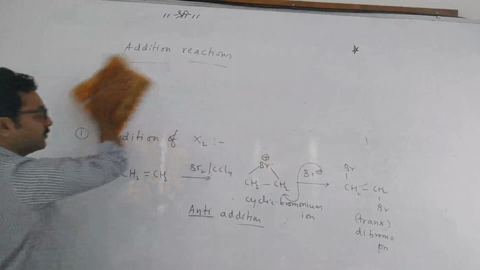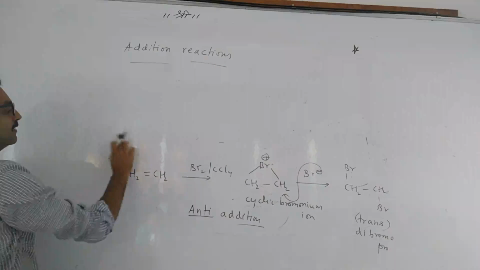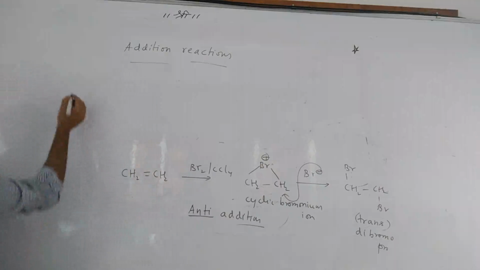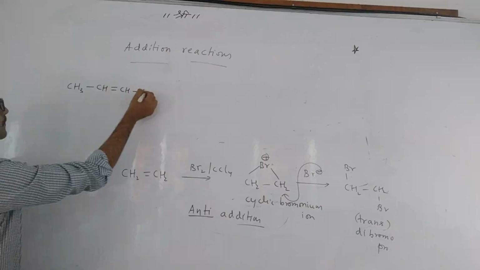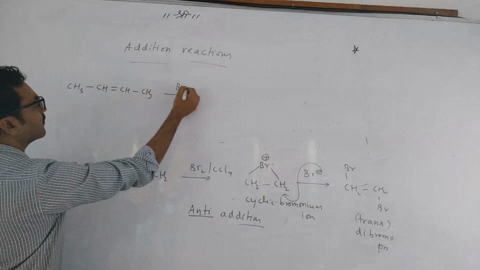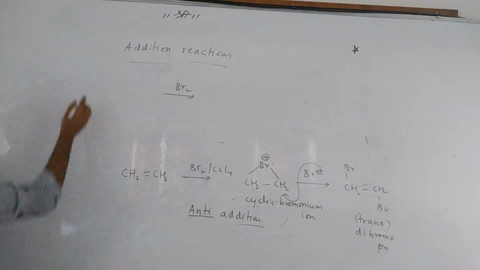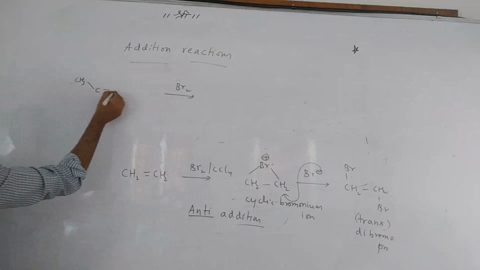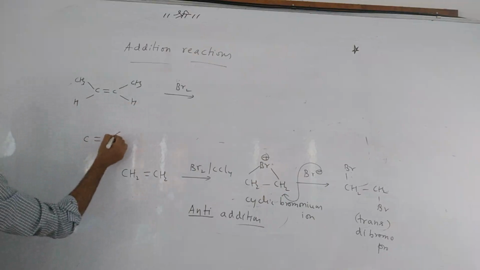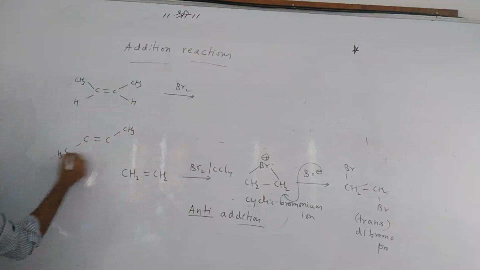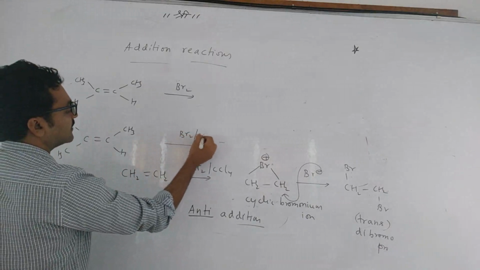Now, from a competitive point of view, what kind of questions can they ask? I will tell you one. Suppose you take a cis alkene, and you add bromine. Cis means what, children? CH3, C double bond C, CH3, H and H. This is a cis alkene, and you can take a trans alkene also. This is important from a competitive point of view. So what products are formed here? That is what they will ask.